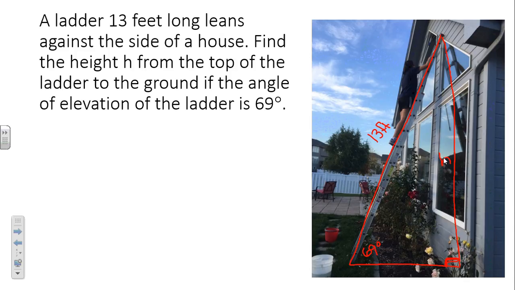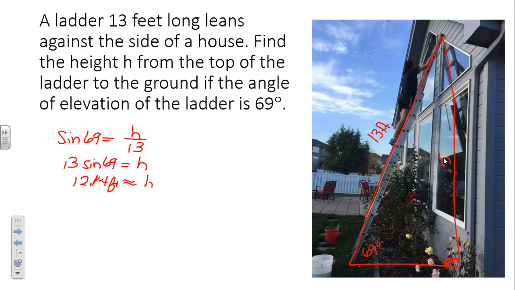Sine again, isn't it? Sine of 69 is h over 13. So take 13 times the sine of 69. What do we get? 14.14. Okay. So just a little over 12 feet in the air. Is that a reasonable estimate in a two-story house? Absolutely. Okay. Need a bigger ladder to be able to reach the tops of those windows.